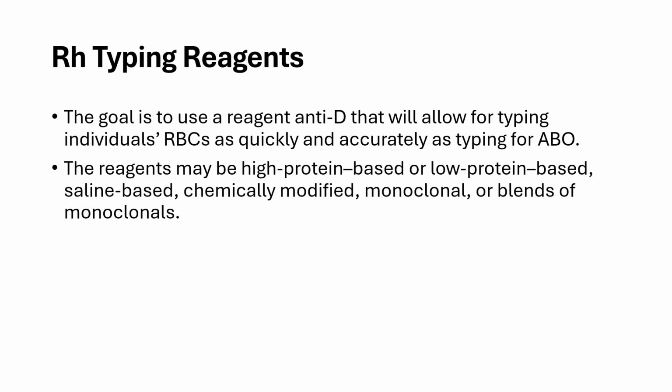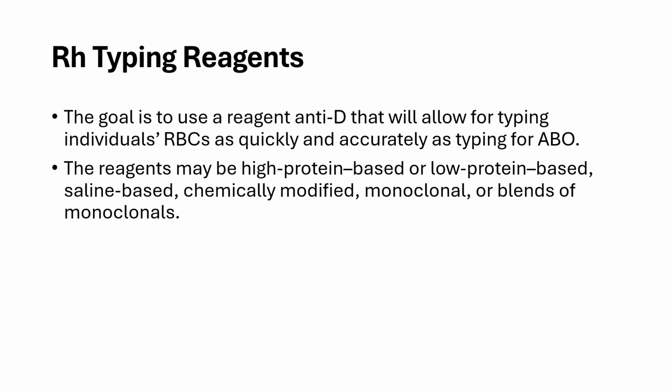We also have saline-based reagents. These use saline as a medium and are usually milder, reducing non-specific reactions. We also have chemically modified reagents. So these are altered antibodies or chemical modifications to improve stability and reactivity. And then we also have monoclonal antibodies. These are highly specific, uniform antibodies produced by a single clone, offering consistent and reproducible results.